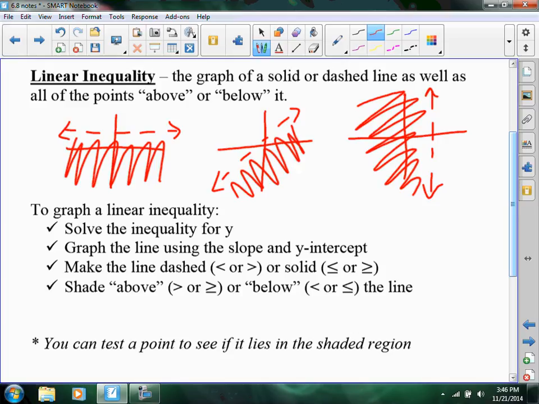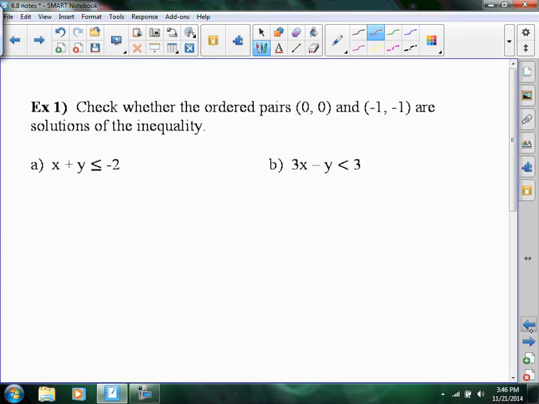So if you take a point, an ordered pair, and you put it into the equation, and it ends up being a true statement, then that means that it's in the shaded region. If it's not in that shaded region, then it's not a solution. So that's the skill that we're going to practice first here.